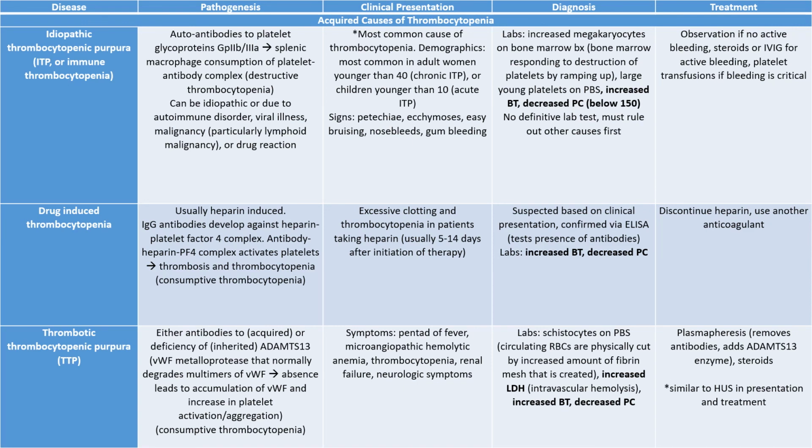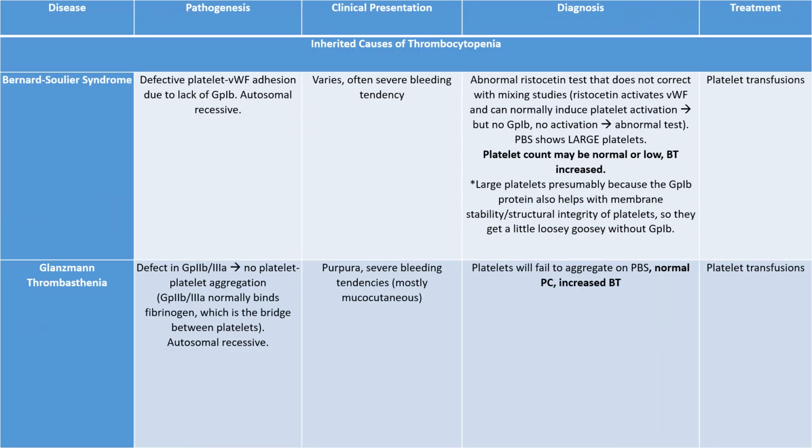I've included overview tables here at the end. Making tables always helped me sort out different diseases, so I've included the acquired causes of thrombocytopenia table here for you to screenshot or look back on, and the inherited causes of thrombocytopenia on this slide.